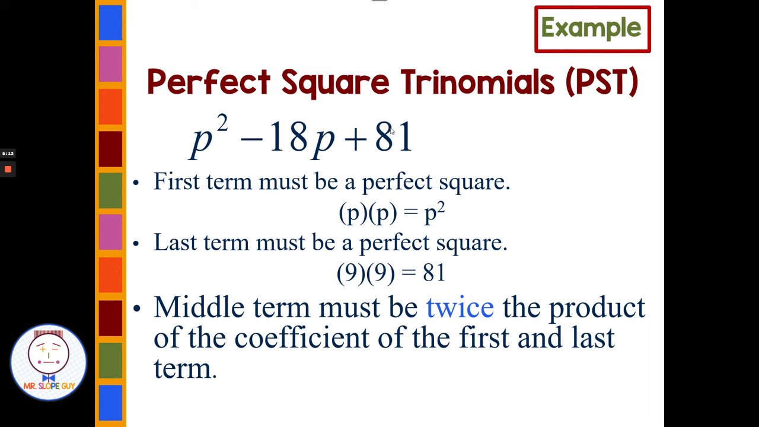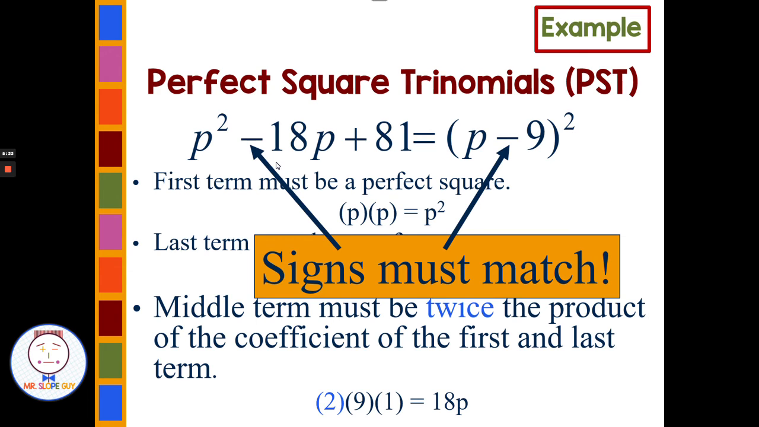So 81, the square root is 9, 1 is 1. 1 times 9 is 9, doubled is 18. So yes, we meet our criteria for a perfect square trinomial. Square of the first is p, square of the last is 9, and the sign from the middle is negative. So I'm going to get p minus 9 squared. Notice how these signs match. Signs must match.